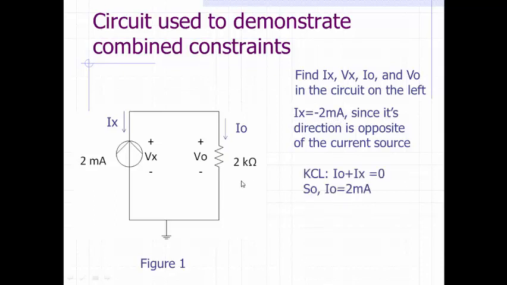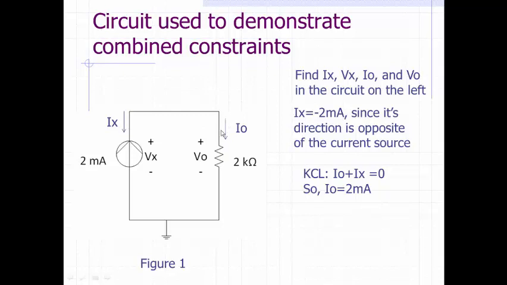Now think about KCL on this node. There's a big node over here. In this node, based on KCL, current in equals current out. But there's no current in. So the current out, those two summed together, equals the current in, so 0. Because IX, we just solved, is negative 2 milliamperes, you can solve that IO will be positive 2 milliamperes. So we calculated the two currents over here.